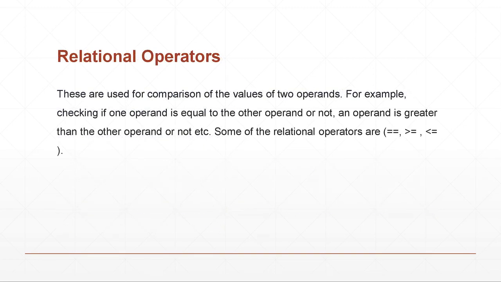Next, we have relational operators. These are used for comparison of the values of two operands. For example, checking if one operand is equal to the other operand or not, or if an operand is greater than the other operand or not, etc. Some of the relational operators are equal to, greater than or equal to, and less than or equal to.